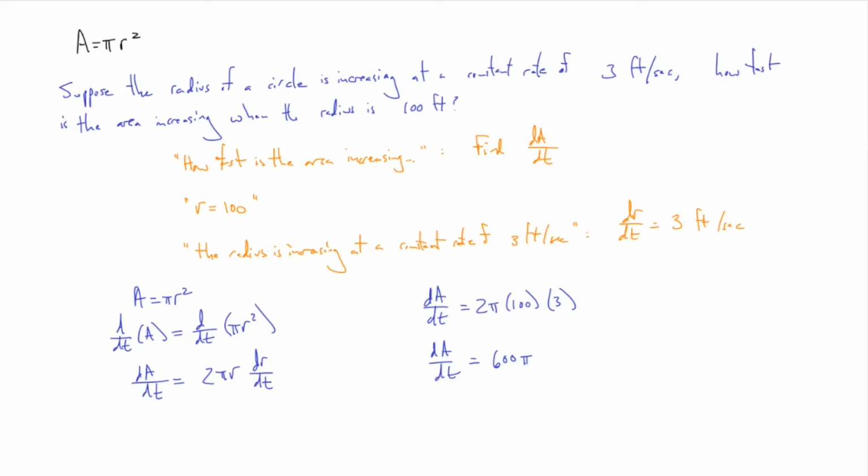This is supposed to answer the question of how the area is changing over time. And just a number on its own, 600 pi, doesn't answer that. It's changing as 600 pi square feet per second. So these related rates problems will always have units associated with them in the answer. So the answer here, 600 pi square feet per second. As the radius is increasing, so is the area increasing, and this tells us how.